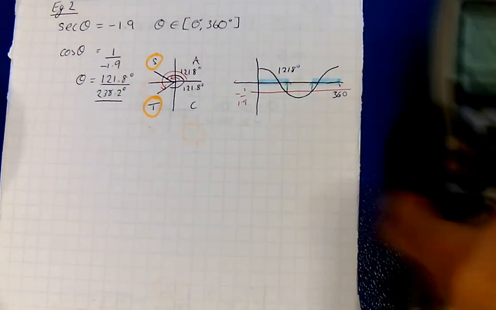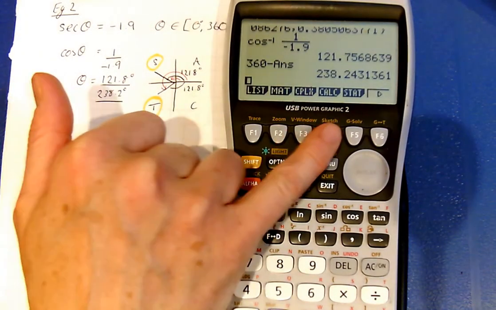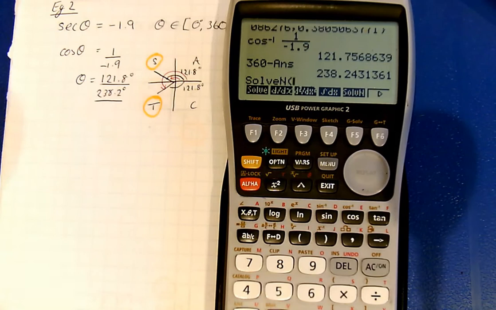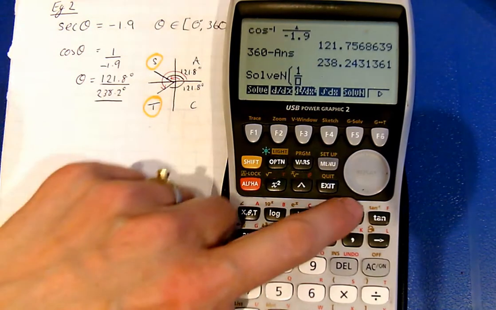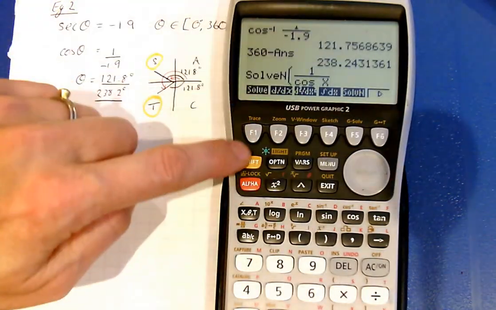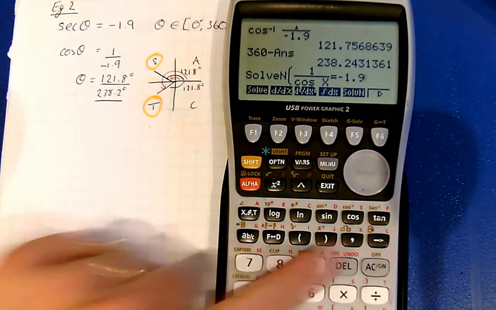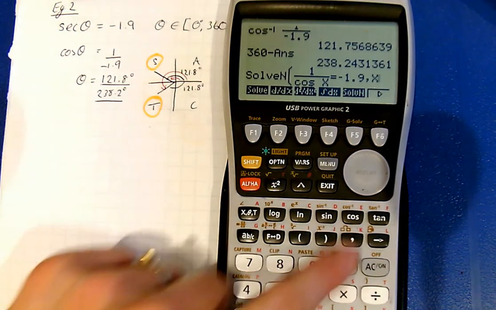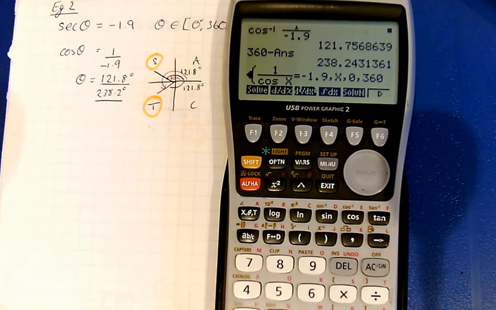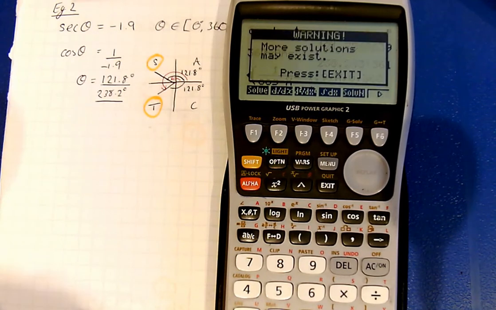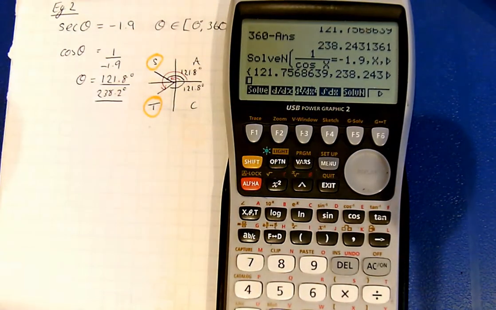On your calculator, if you weren't asked to show detailed reasoning, in run mode, it's options, calc, and then solve n. Then we type in the equation. So sec we don't have a button for, so we're going to put the reciprocal of cos x, and shift decimal point will give us equals negative 1.9. Then we put a comma, then we tell it what the variable letter is, and then we put our range of values, so it's 0 up to 360, and execute, and wait a little bit. Goodbye warning, and we get 121.8 and 238.2.